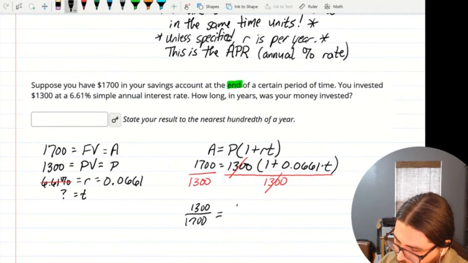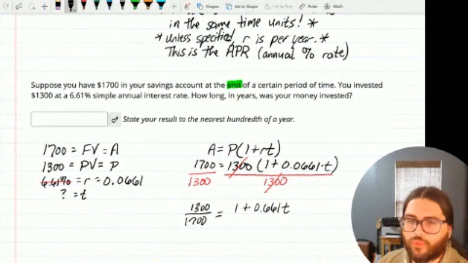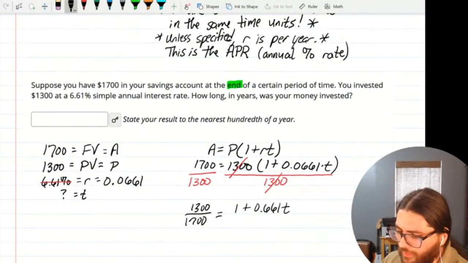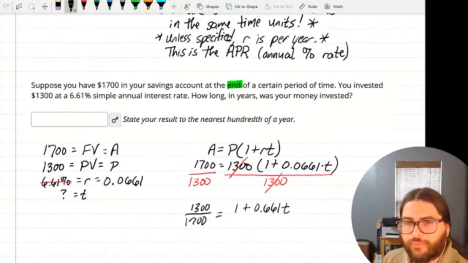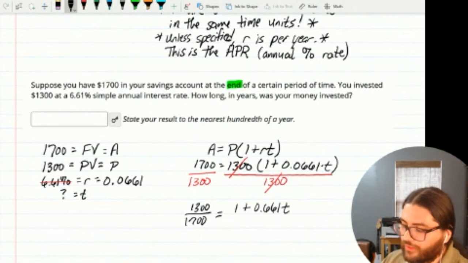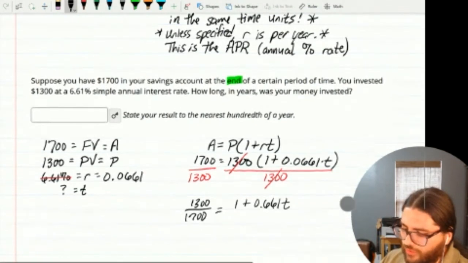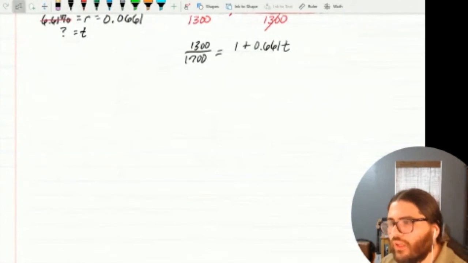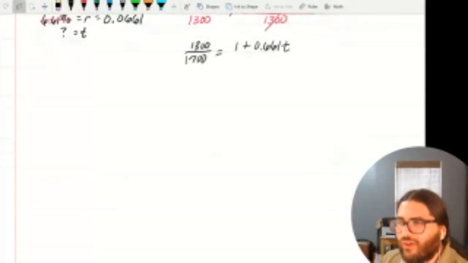And once I cancel out the 1300, all I'm left with is 0.661 times t. You notice I've written this without the explicit multiplication in between the decimal and t. All right, I feel like I'm on my way now. Right? Now the nice part about this is because this is a business math class, we don't have to actually figure out what 1300 divided by 1700 is. I know it's some kind of decimal, right? But let the calculator deal with that when it's time, right?